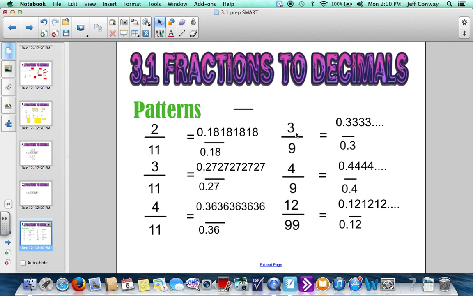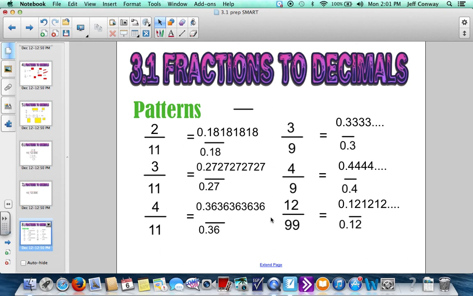Over to the nines, if I put 3 over 9, 3 divided by 9 is decimal 33333, or 3 tenths repeating. If I go 4 over 9, so I say 4 divided by 9 to find a decimal, it's 4 decimal 4444444, or 4 tenths repeating. So you'll notice that whatever number I put over 9 will give me that number repeating over here.